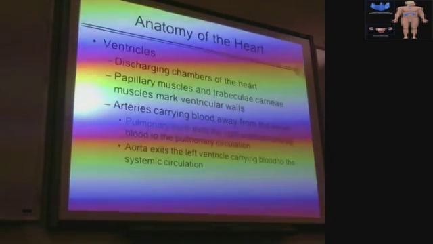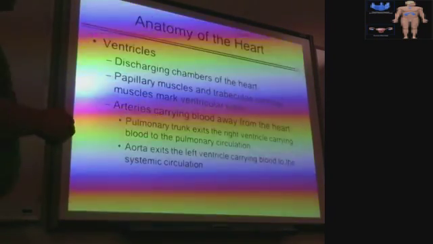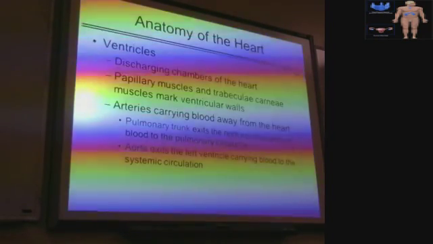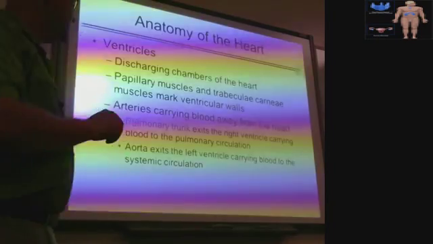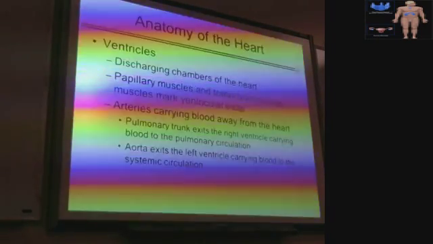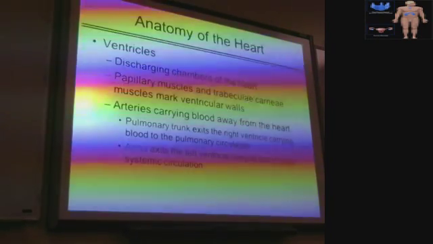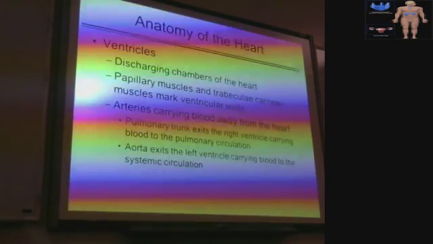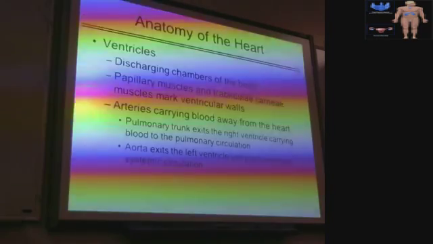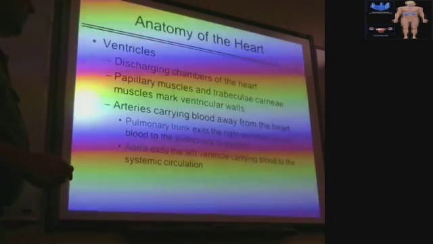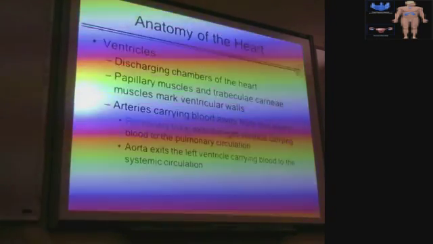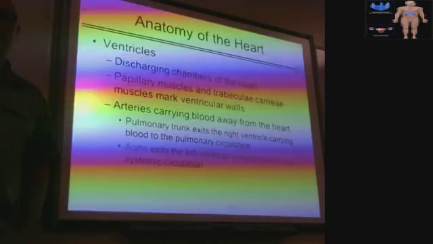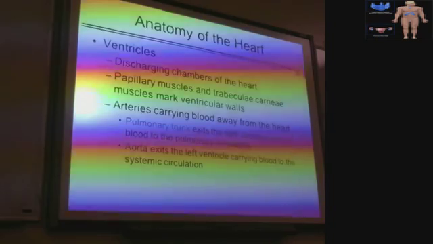Okay? Ventricles, your major pumping parts of the heart. Okay? These are the pumps that are going to pump to the lungs or to the body. The ventricles are discharging chambers of the heart, and they have papillary muscles and trabeculae carneae that mark the ventricular walls. Okay? These carry the blood away from the heart, either to the pulmonary trunk that exits the right ventricle and pumps to the lungs through the pulmonary circulation in order to oxygenate the blood.